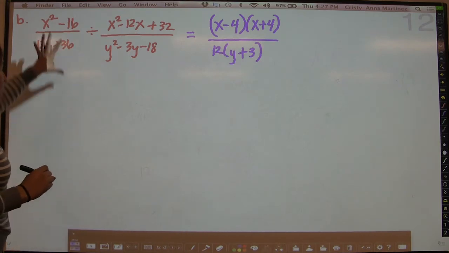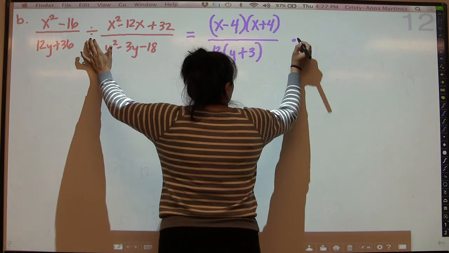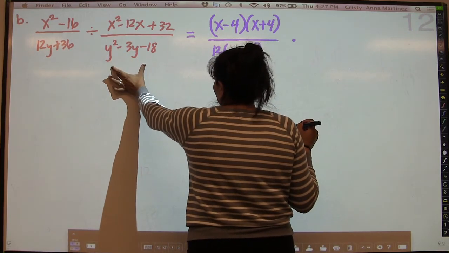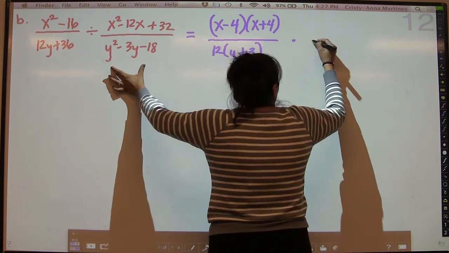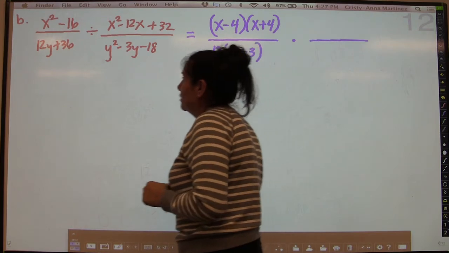So that's the first portion here, and if you remember, when you have division, you want to convert it to multiplication. So I'm actually going to take the y squared minus 3y minus 18 and put it on top, because I'm going to reciprocate. Before I do that, I want to factor them.